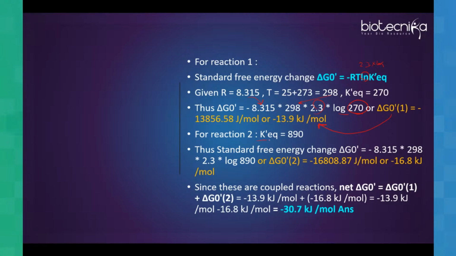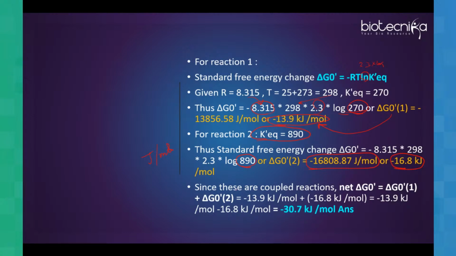Similarly, you have to calculate the same thing for reaction 2, but instead of the Keq value of 270 in reaction 1, you put 890. Now if you calculate this, you will get this much joule per mole. See, you take the R value in joule per mole. That's why you should know the unit of R, but you have to convert into kilojoule, because the answer is given in kilojoule for both of them.